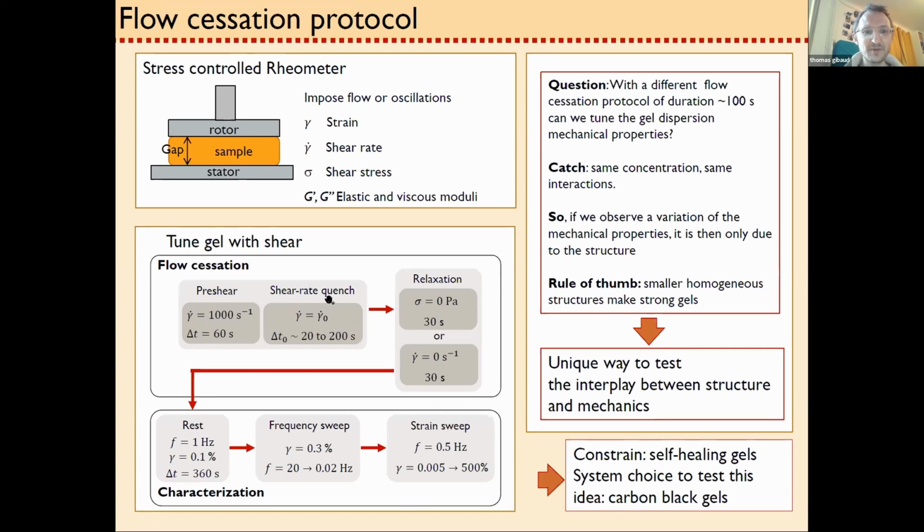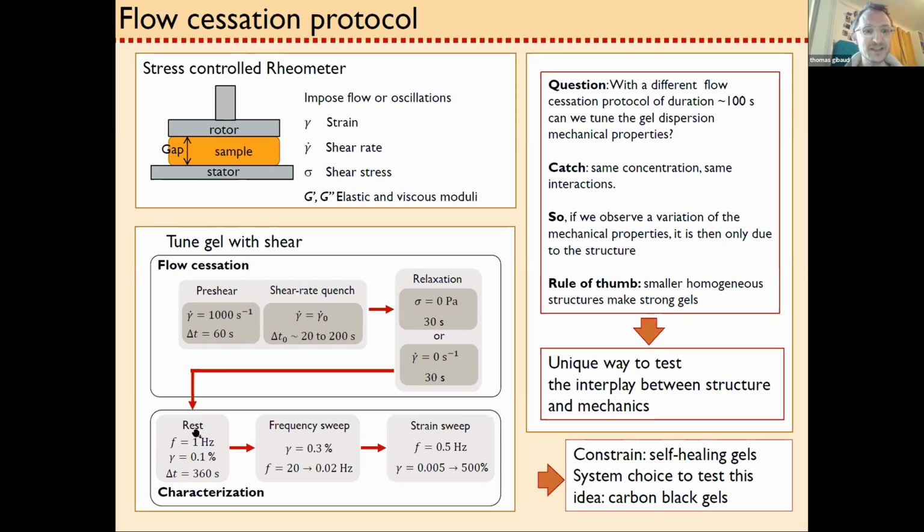Then I do a shear rate quench. I'm going to shear the sample for about 20 to 200 seconds to a shear rate which I call gamma dot 0, which will vary between 1000 and almost 0 second -1. And then I stop my system. And I have two ways to stop my system. Either I impose a stress equal to 0 or a shear rate equal to 0. And then I have formed my new gel at this point, and I just then do a characterization.